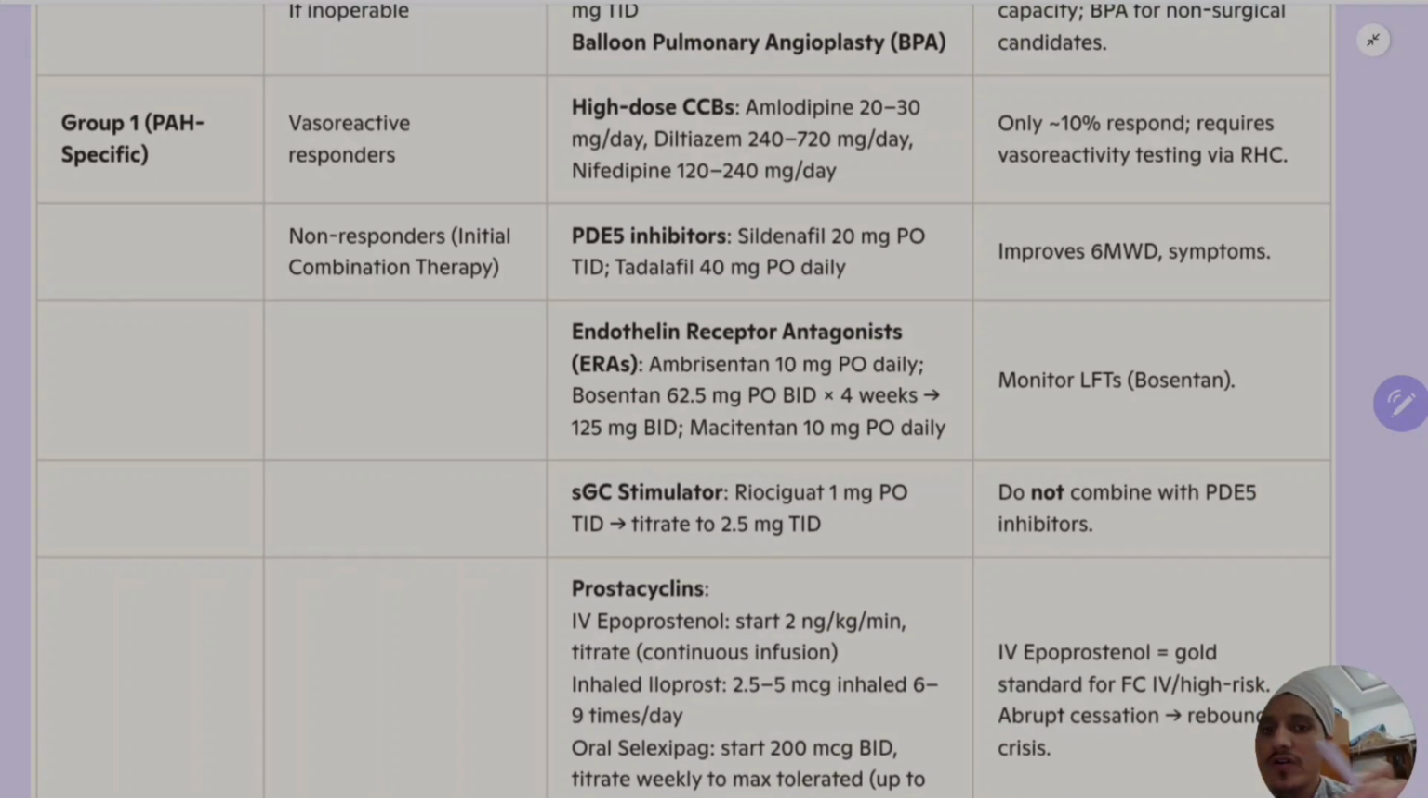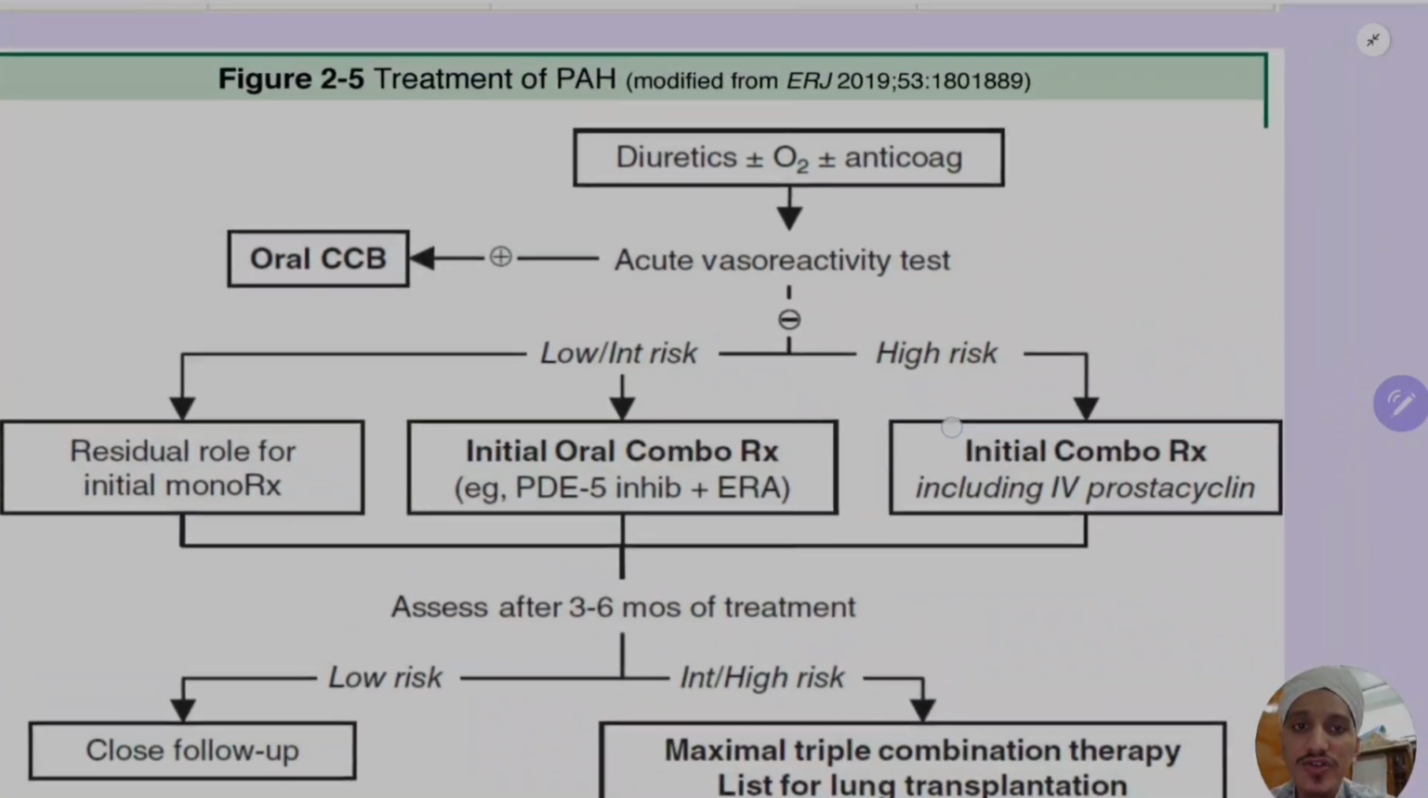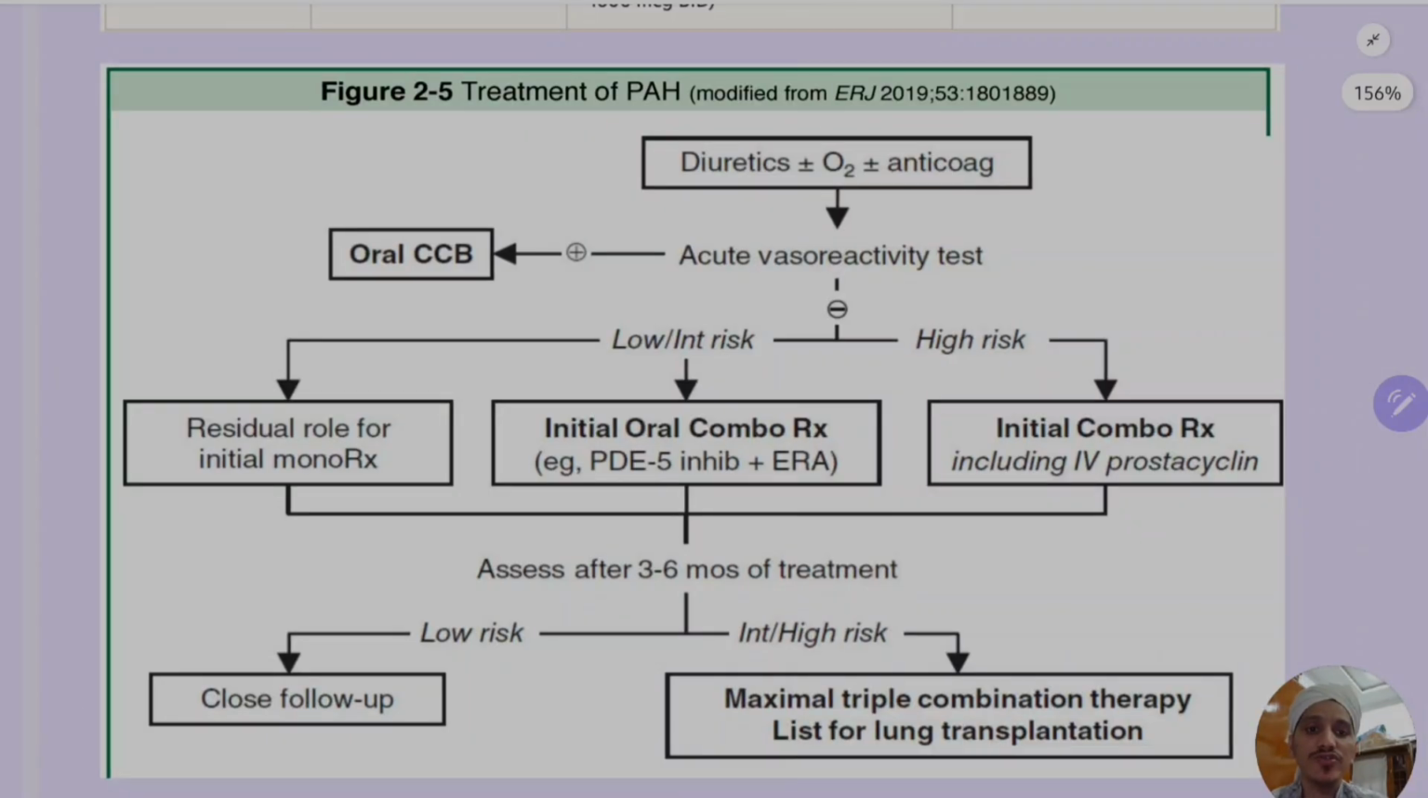You can use riociguat in these two patients: chronic thromboembolic pulmonary hypertension and group 1 pulmonary arterial hypertension. So remember, before going to the drugs used in group 1 hypertension, you should stratify, you should categorize group 1 patients into high risk, intermediate risk, and low risk. Low risk and intermediate risk will receive one treatment, and high risk will receive another treatment.